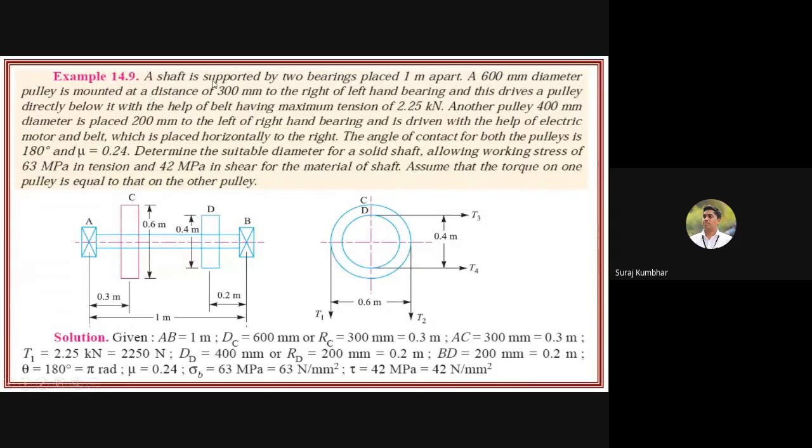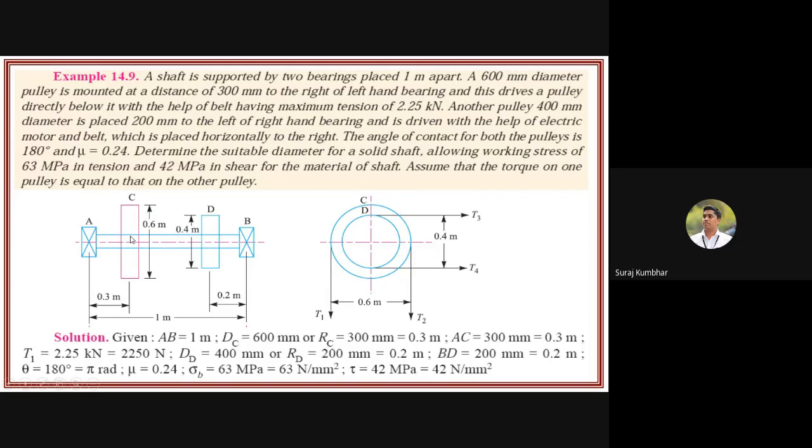Now a shaft is supported by two bearings. Here you can see A and B, these are the two bearings. The shaft total A and B is a shaft, which is supported by bearings A and B, on the left hand side and right hand side. A 600 mm diameter pulley is mounted at a distance of 300 mm to the right of the left hand bearing, and this drives the pulley directly below it with the help of a belt having tension of 2.25 kN.